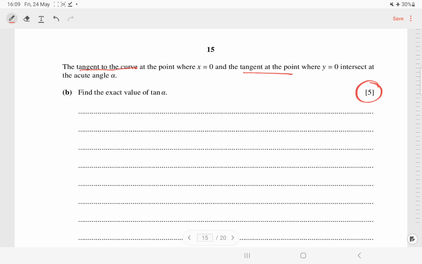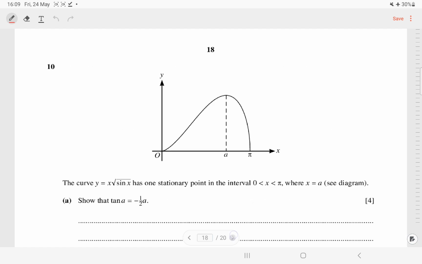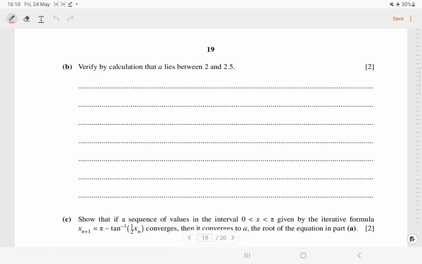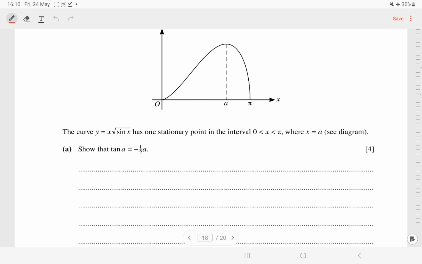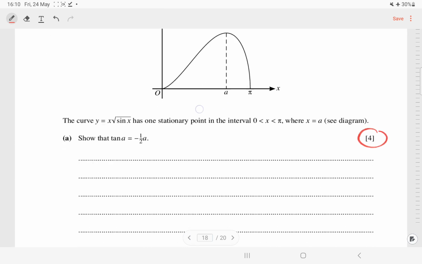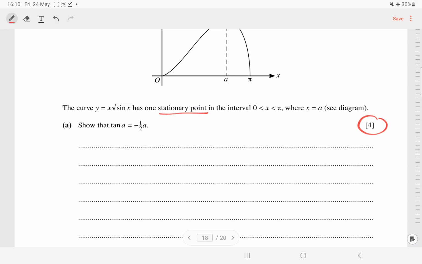Once we hear these words, find the value of tan, once we hear these words, differentiation is in play. So we have 5 marks so far, makes them 9. And is it done? No, it's not. Let's go to the last question here. And it says 4 marks now. It says the curve has a stationary point. And then it says show that blah, blah, blah.